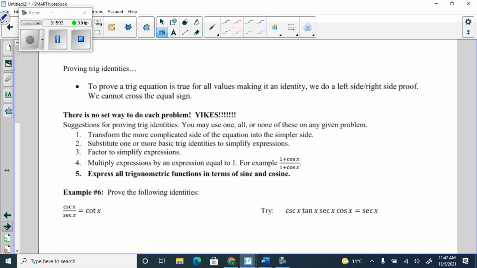Okay? Factor to simplify expressions. If you see something that's like sine squared x plus sine x minus 1, it screams, hey, I could factor this. It's just got weird signs. Okay, look for factoring. Or GCF. Multiply expressions equal to 1. So for example, 1 plus cos x over 1 plus cos x.